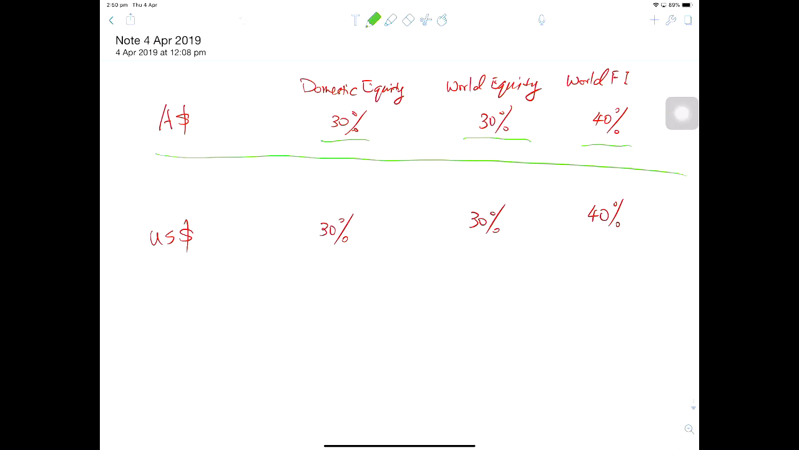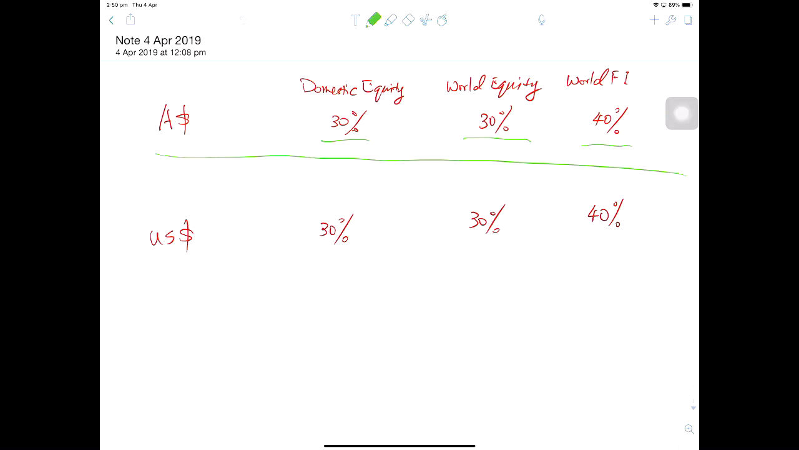What do you mean, premium? Risk premium, because the risk premium is dependent on the world equity as well. So which risk premium are you talking about? Like your asset allocation is dependent on the world equity.